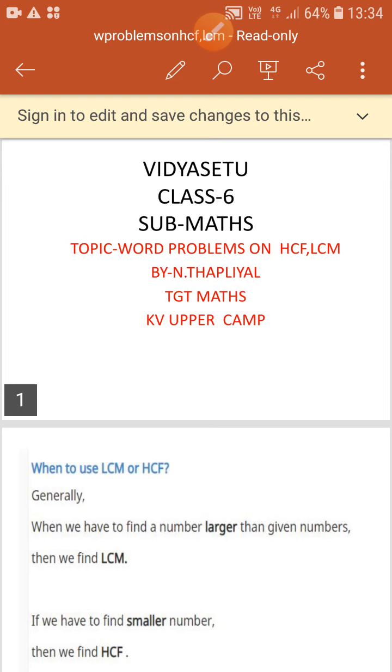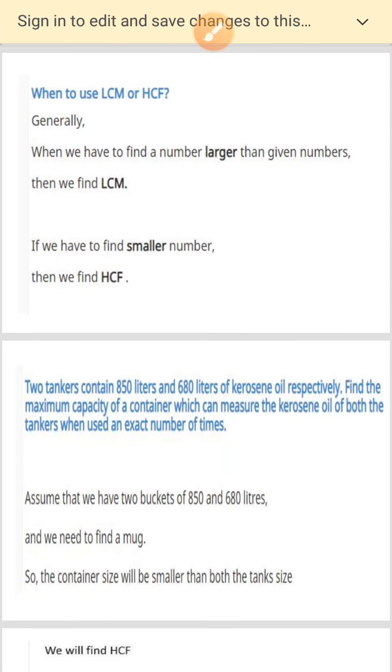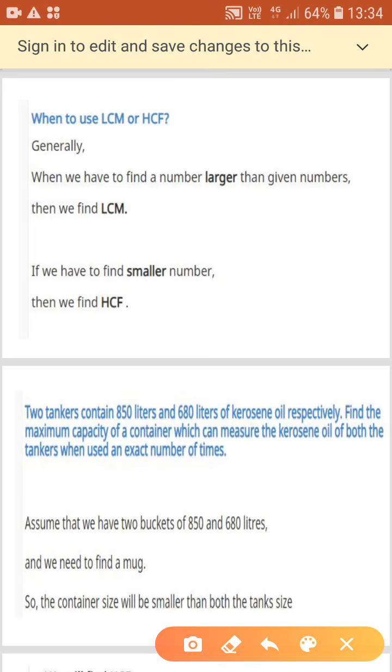Yes, because HCF and LCM by now you know how to solve and how to find out by so many methods. So the main thing in these word problems is to find out when to use LCM or HCF. So generally first you will have to search for the keywords. Keywords for HCF will be maximum or exact number of times, and for LCM it will be minimum.